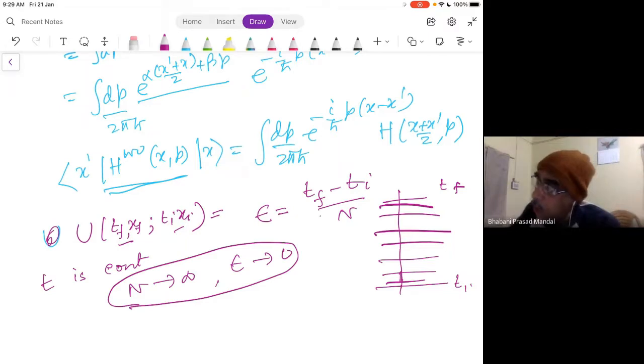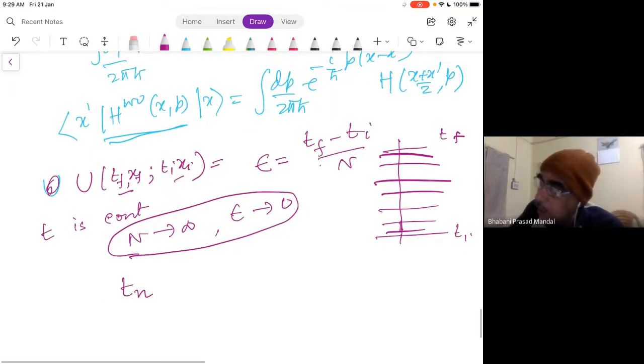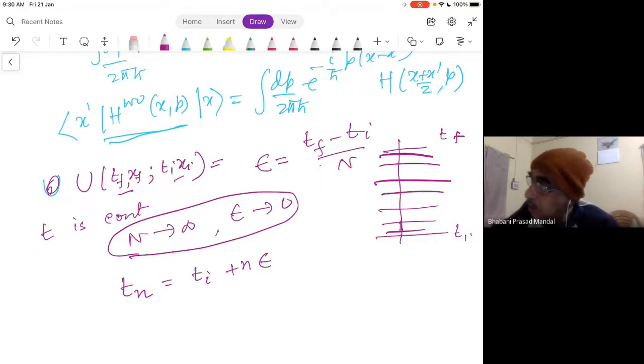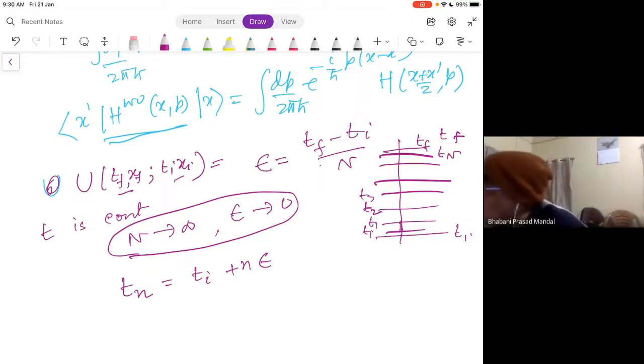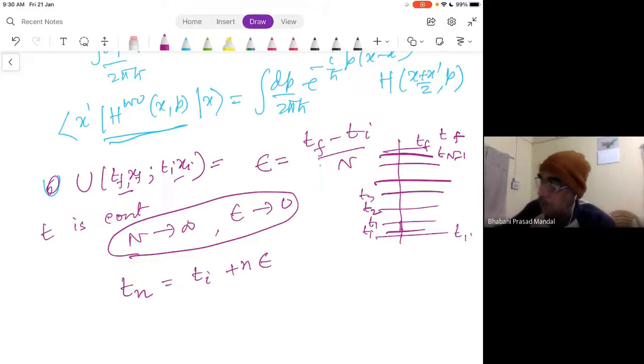Also, in our notation, let me write Tn, the nth slice time, will be T initial plus n times epsilon. This is T initial, this is T1, T2, T3, the last but one will be Tn minus 1, and then you will have T final. n intervals are there, so the total number of points will be n plus 1. So at any time t we can have.